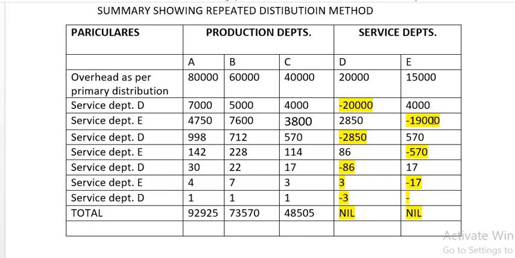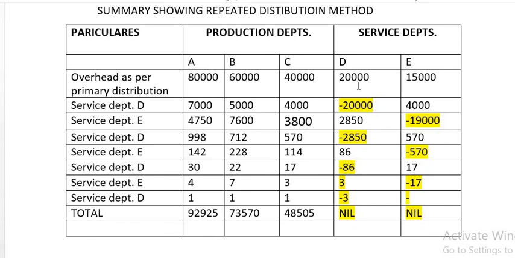Then we come to service department E. The total for service department E is 19,000. This 19,000 is reapportioned to all three production departments and the other service department, that is D, as per the given percentages. Then it comes to 4,750, 7,600, 3,800 and 2,850. Now E becomes 0.